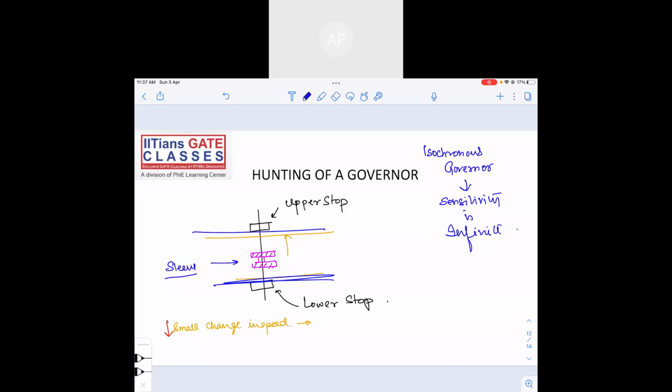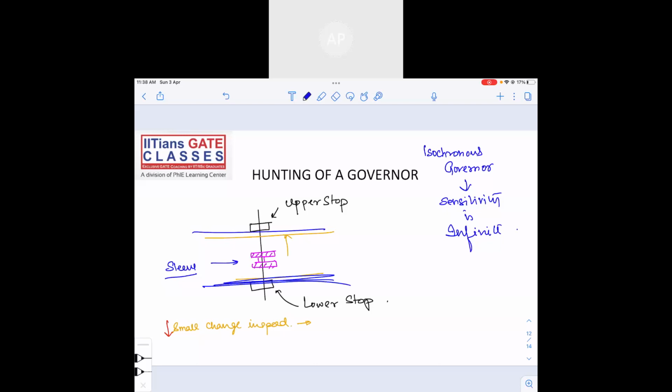As soon as it hits the upper stop, again the fuel valve will close down, speed will drastically reduce, and the sleeve will come and hit the lower stop. As soon as it hits the lower stop, sorry, the fuel valve will open up completely. A lot of fuel will get in. Speed suddenly increases. The sleeve goes and strikes the upper stop. So this will keep on continuing.